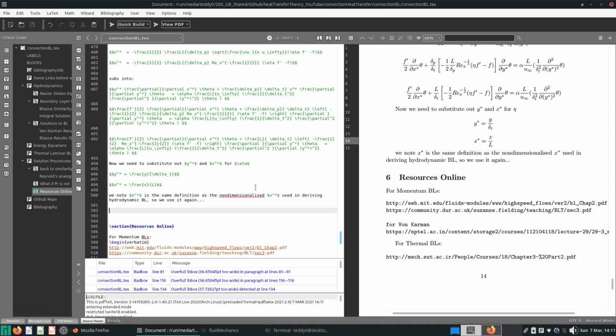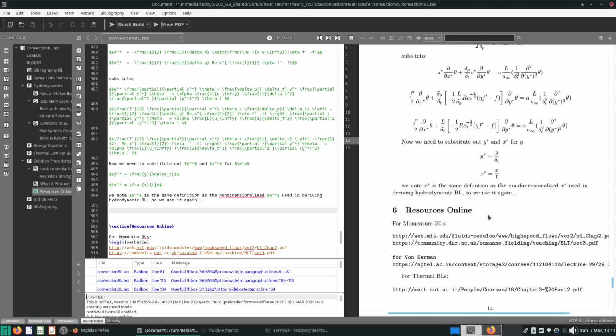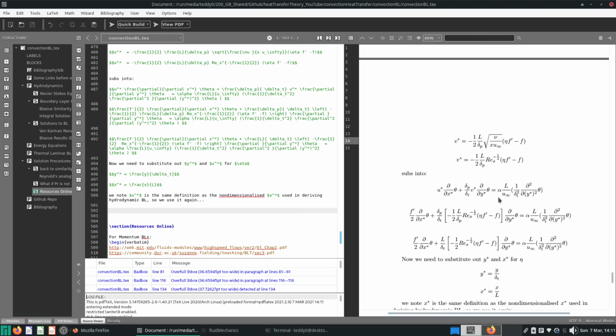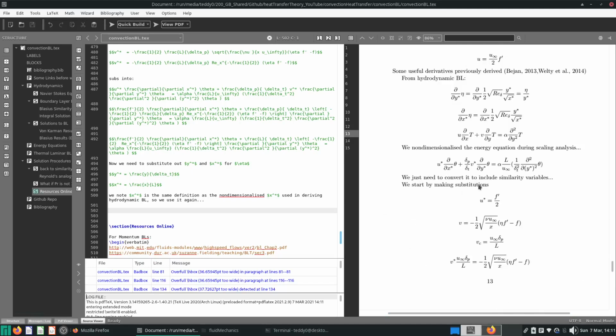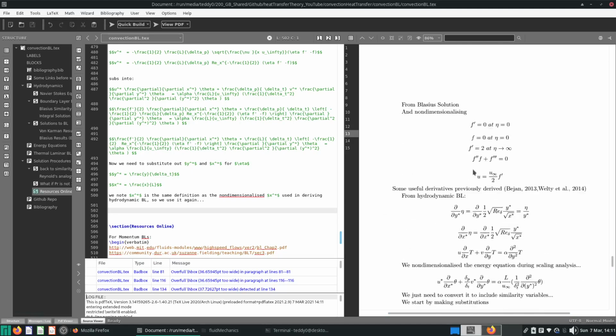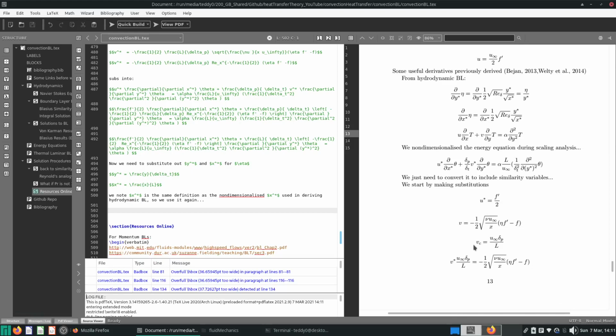Well, y star is a little bit different. So we have this thermal boundary layer here. We'll need to deal with it. So let's copy and paste what we can use.